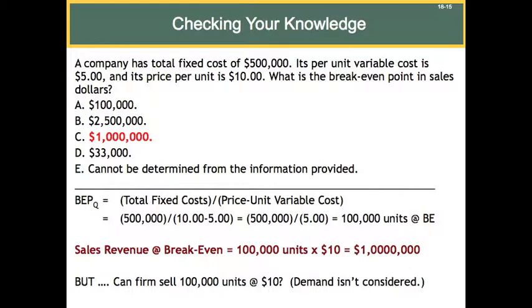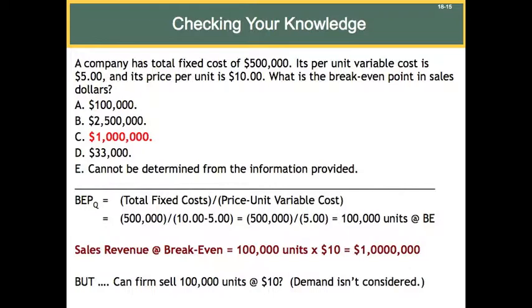To compute sales revenue, we would take that 100,000 units and multiply that by the assumed selling price of $10. So the sales revenue resulting from this would be $1 million, which is choice C above. Very simple to calculate that.